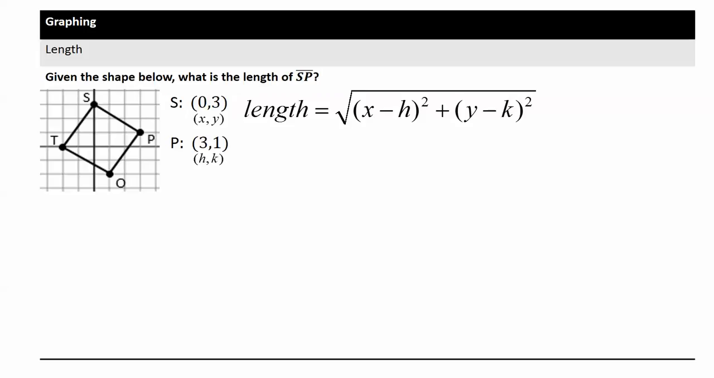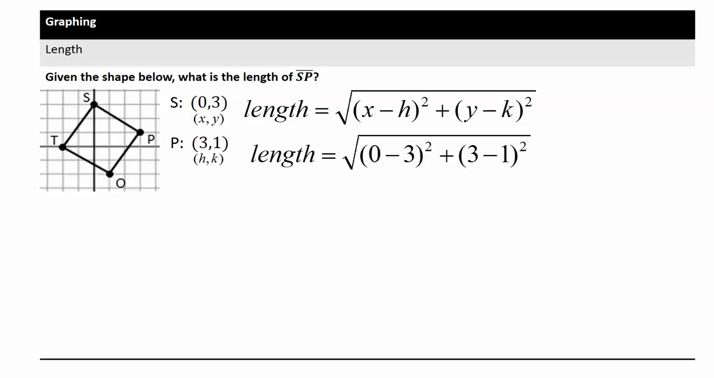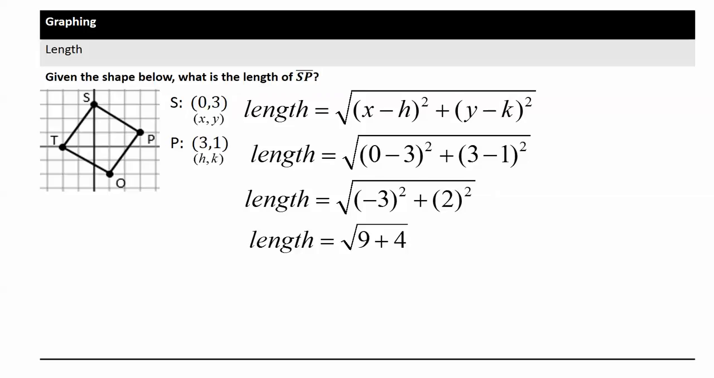Taking these values into our formula, we find that length is x minus h squared, 0 minus 3 squared, plus y minus k squared, 3 minus 1 squared. Simplifying, we find that the length is going to be negative 3 squared plus 2 squared. So we'll find that the length is the square root of 9 plus 4. Or the length is the square root of 13. Because the square root of 13 is in simplest form, we're done, though we will check that it's about equivalent to 3.61.